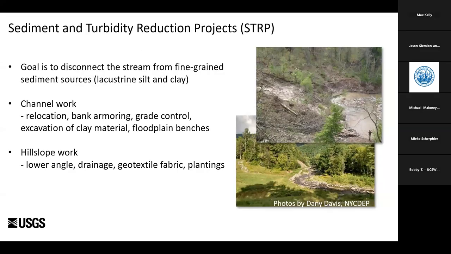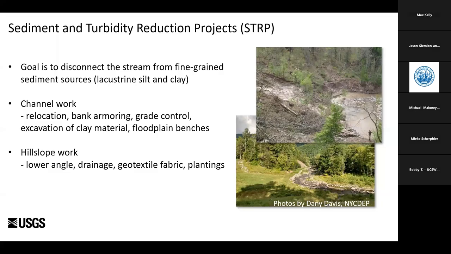So a little bit about the management that's done. Focusing on the sediment and turbidity reduction projects, we call these STRP for short. The goal of these projects is fairly simple. We are trying to disconnect the stream from those fine-grained sediment sources, so our lacustrine silts and clays, and primarily the clays. The images here on the right were provided by Danny. These are from one of the largest sediment sources within the watershed in Stony Clove Creek in Chichester. This was exacerbated by that high flow period, that disturbance period that we were just looking at on the hydrograph.